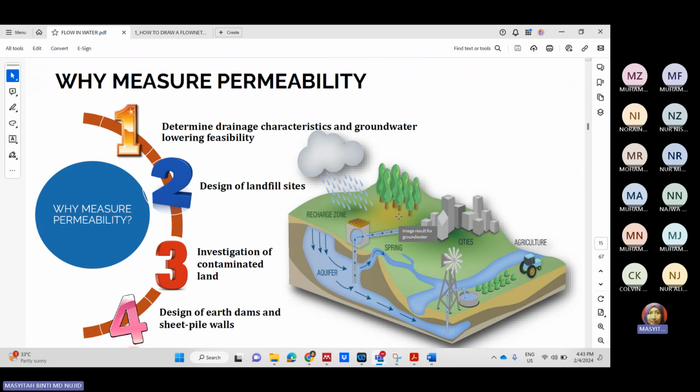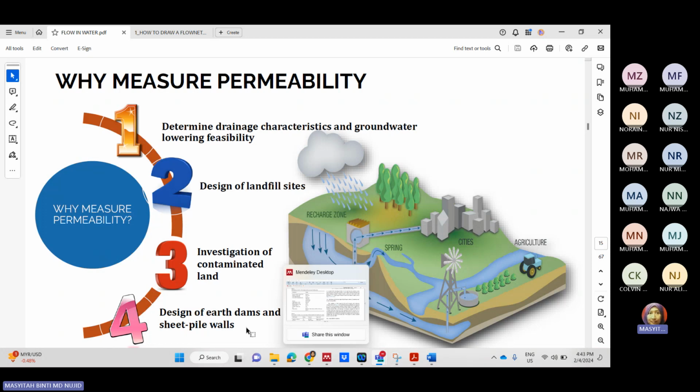Of course, dalam soil mechanics ni macam saya bagi tahu lah tadi kan, bila you tahu sumber permeability, at least kita boleh dapat sumber groundwater, air bawah tanah kan. Kemudian it also can tell you the drainage characteristic. We also can design landfill site that is used to estimate the contaminated land. And finally is a design of earth dam dan juga sheet pile walls.